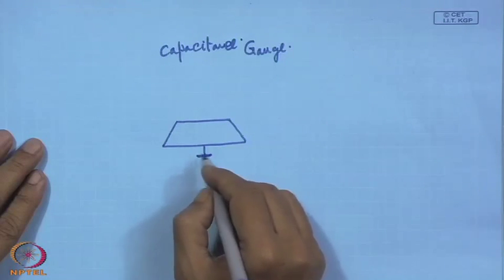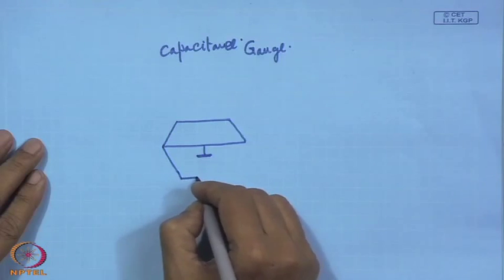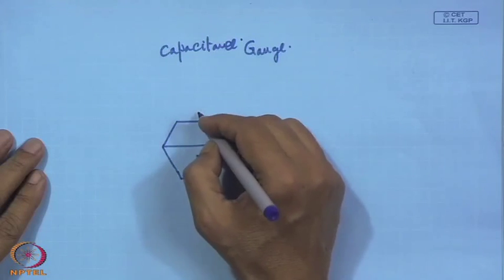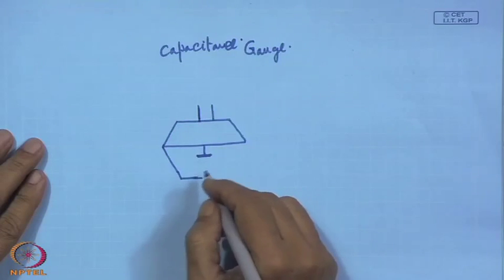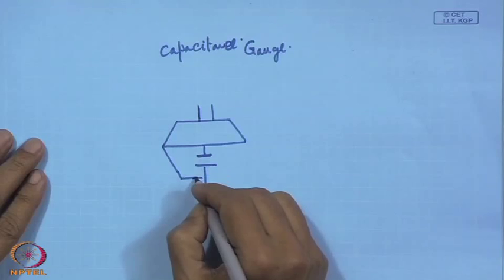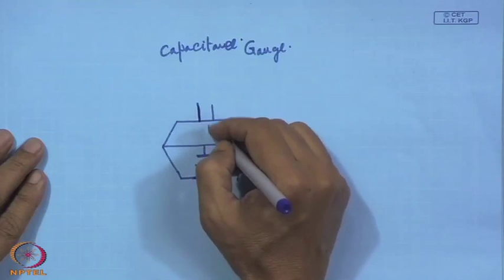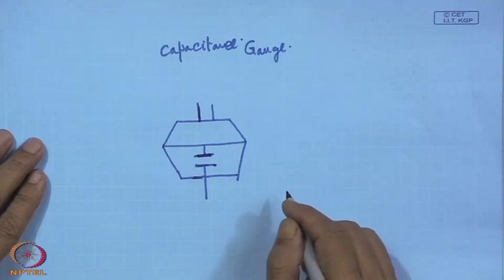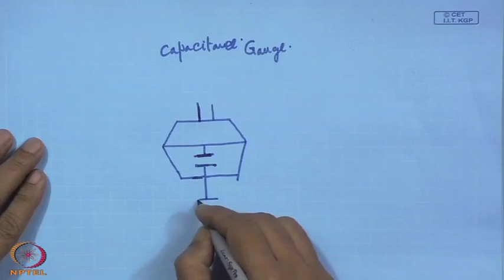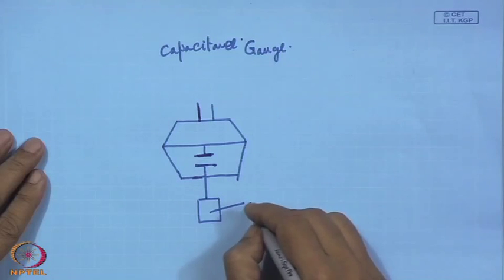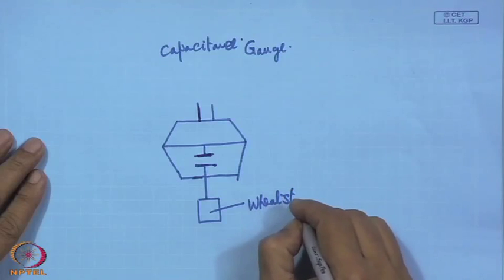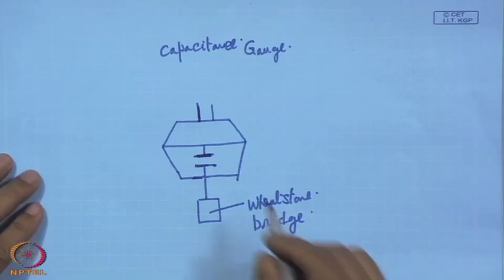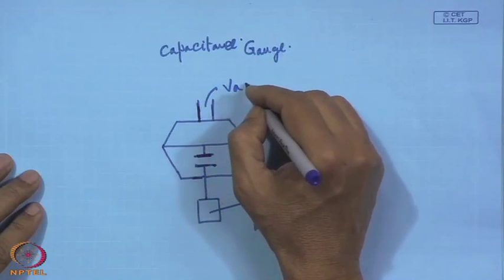In this case, what we have here is one capacitor, one plate of the capacitor, and on this side we have another plate, which is fixed. So these are the two plates of the capacitor, and on this side we have the Wheatstone bridge for the capacitor, and this side is connected to the vacuum chamber.